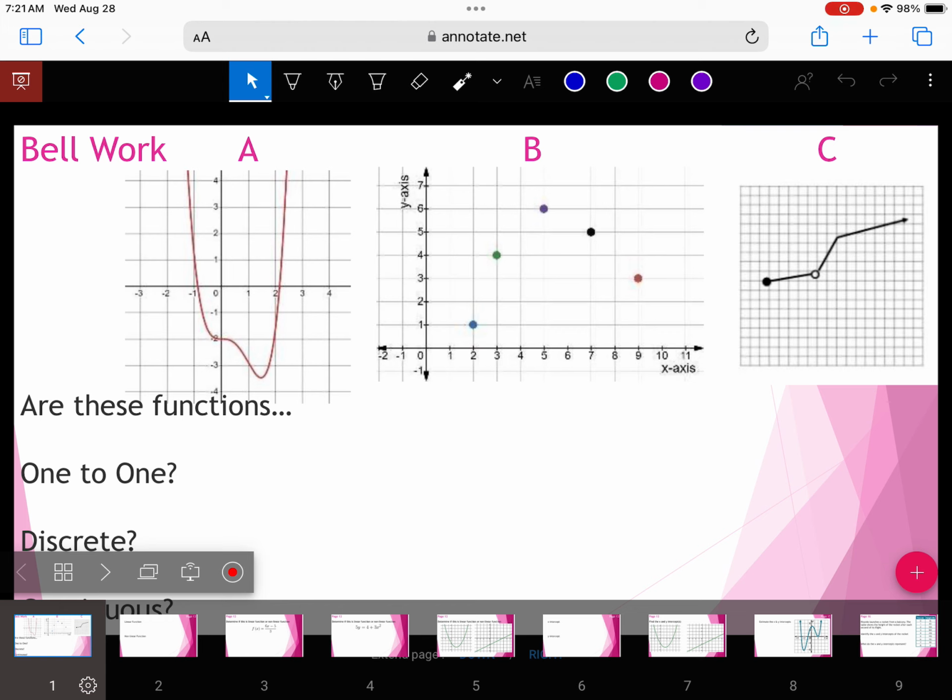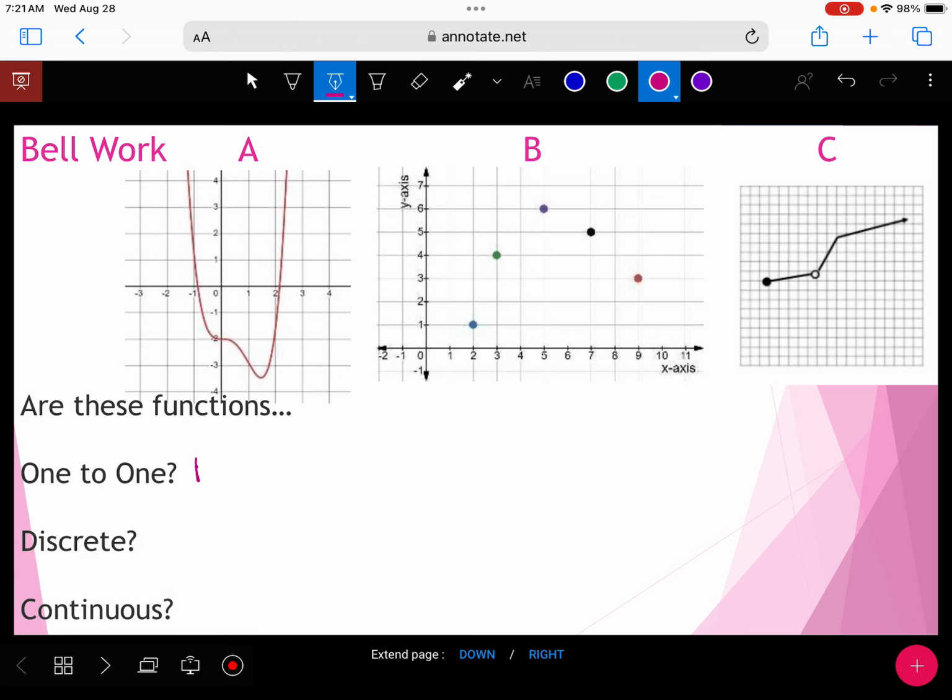So what do we think? Looking at the first one, at A. Is it a function? Yes. Is it one-to-one? No, it's not. So it fails the horizontal line test. So A is not one-to-one.